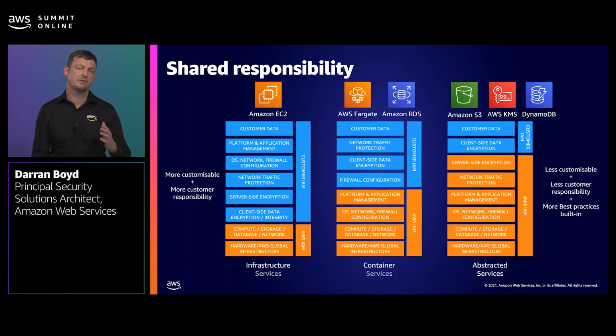So if we look at the spectrum from left to right, the infrastructure services, it's more customizable, but there's also far more responsibility on you, including the responsibility to mitigate threats in those responsibility areas. On the other end of the spectrum, with abstracted services, it's less customizable, but also less responsibility for you and more threat mitigation coverage is on the AWS side of the shared responsibility model.